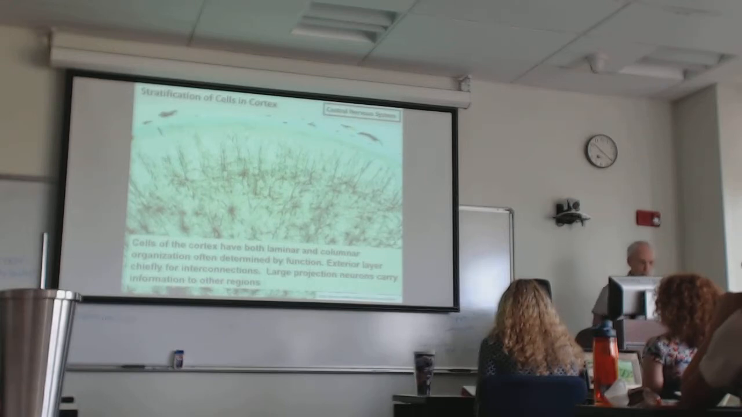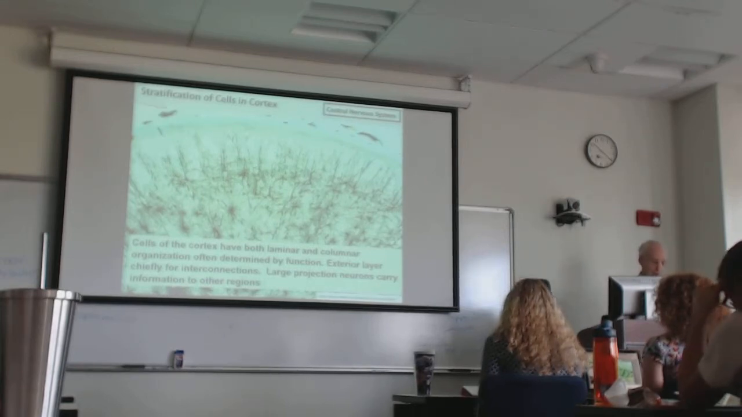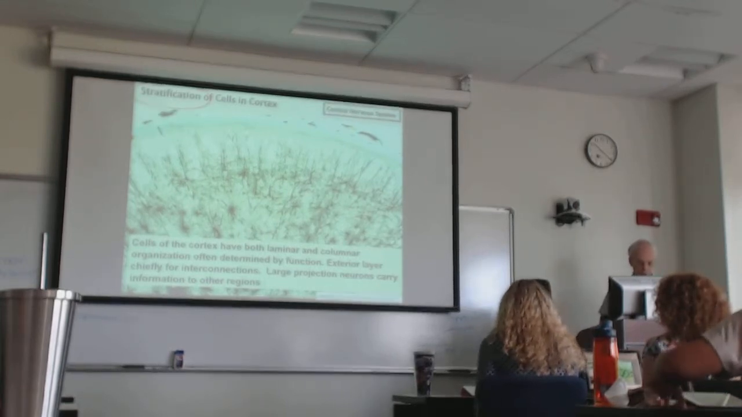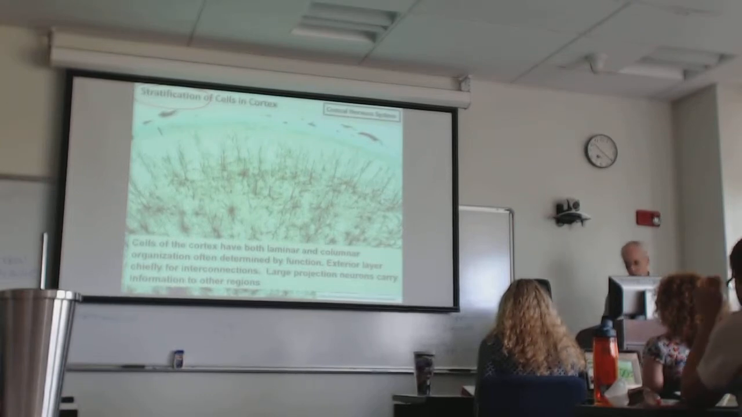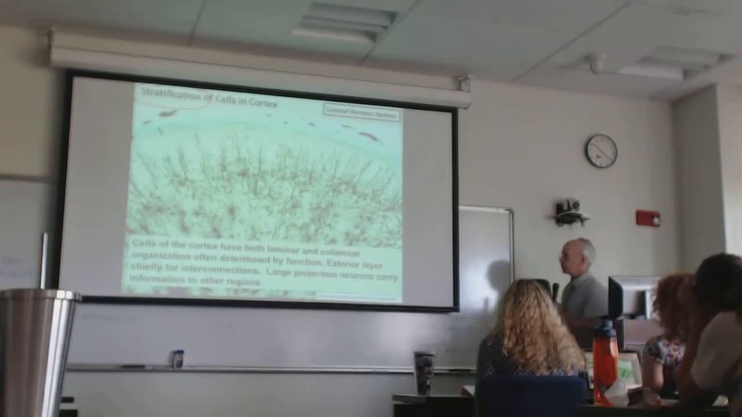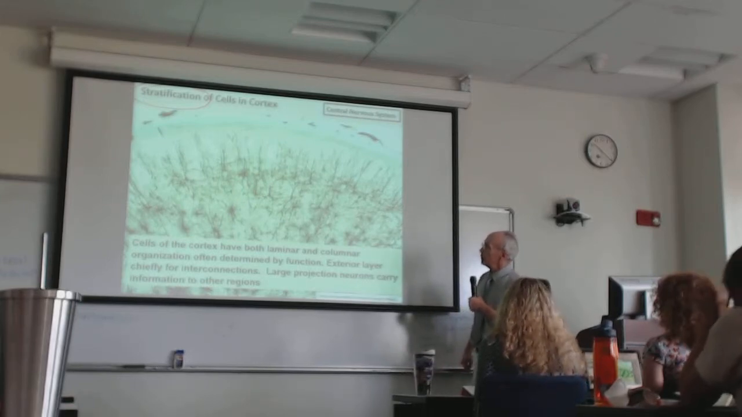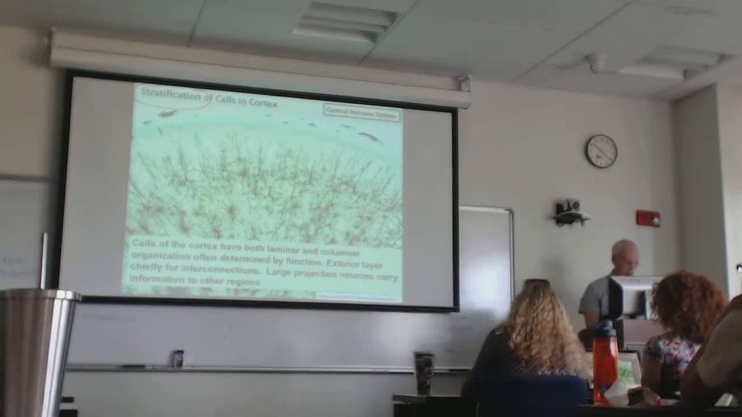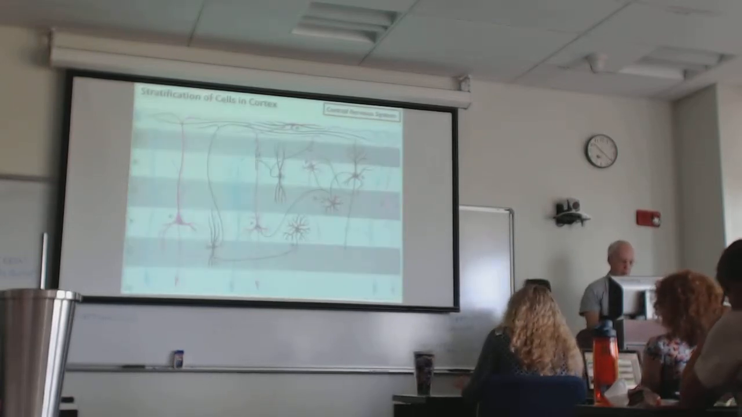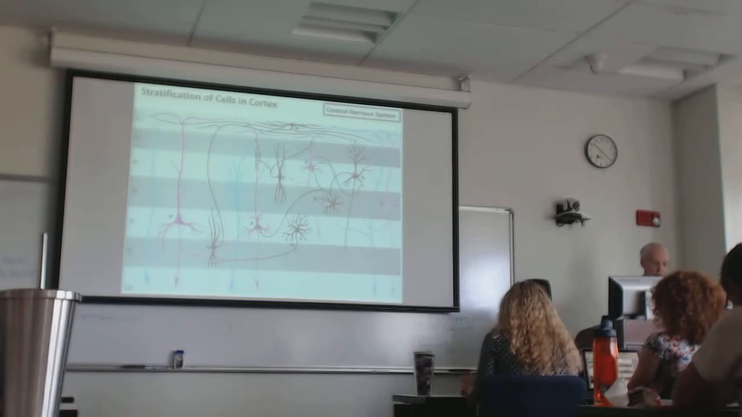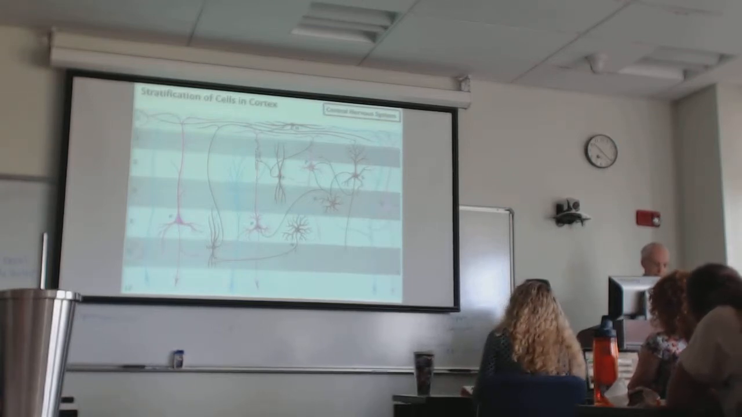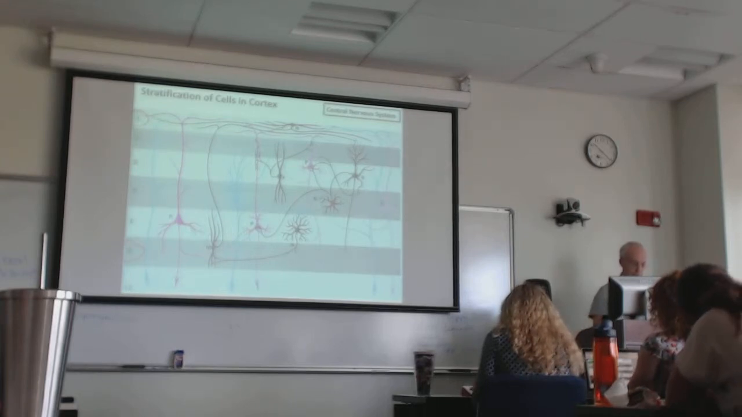Now we want to talk a little bit about the stratification of cells in the cortex. In the anatomical literature, you'll see references to the neocortex and the allocortex. The neocortex is characterized by the presence of 6 histological tissue layers, numbered from 1 on the outside to 6 on the inside.